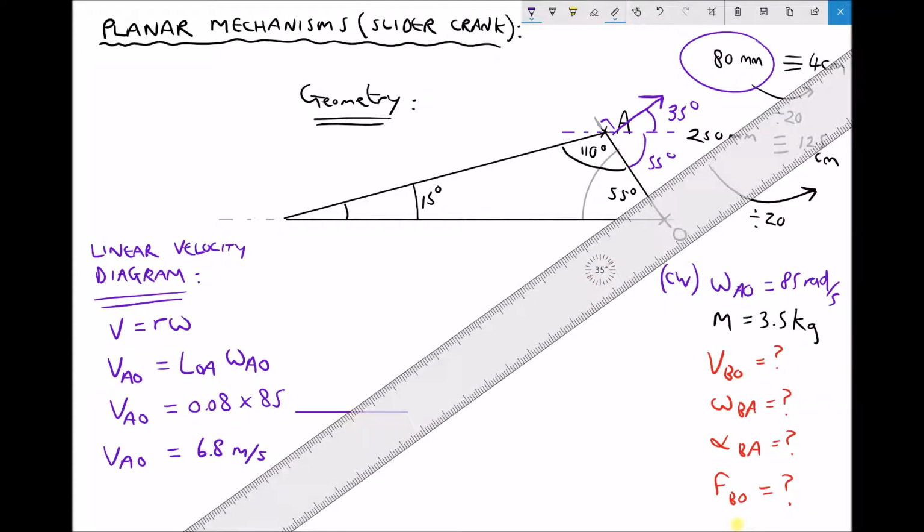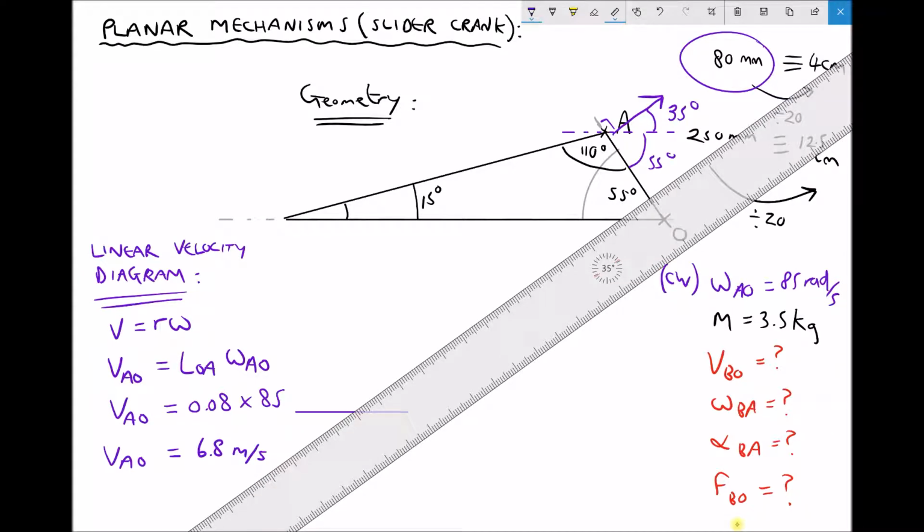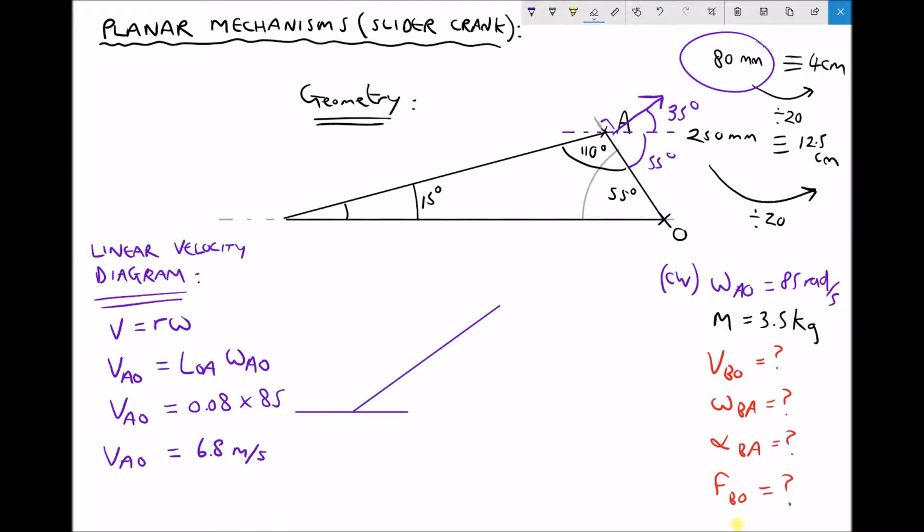Now, I'm fortunate that the ruler I'm using indicates the angle, but that can just as easily be done using a protractor and ruler. So I need a line 6.8 long. 1, 2, 3, 4, 5, 6.8, like so. I'm also going to remove my datum line to avoid any confusion. The line I've drawn there is VAO, which we know is 6.8 meters per second. Its direction is up and to the right, like so.